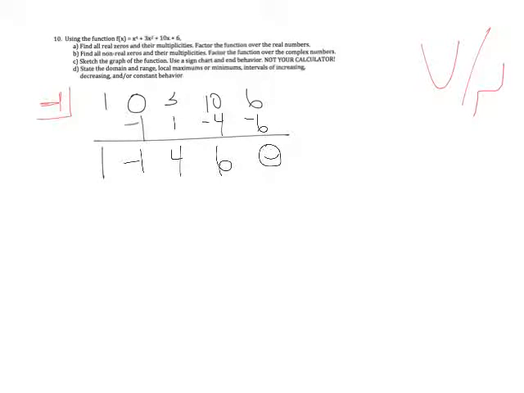Because it touches and turns at -1, I'm going to synthetically divide again. So bring your 1 down. -1 times 1 is a -1. Add those two, I get a -2. Then I multiply, I get a +2. Add, I get a 6. I multiply, I get a -6. And hey, look at that, I get a 0 again.